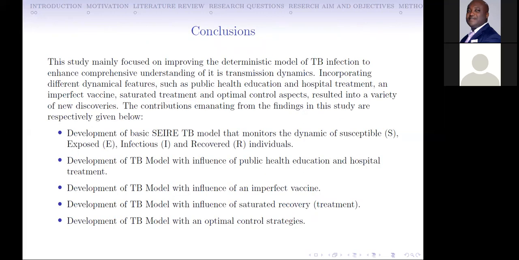Here are the conclusions of this study. This study mainly focused on improving the deterministic model of TB infection to enhance a comprehensive understanding of its transmission dynamics by incorporating different dynamical features such as public health education and hospital treatment, imperfect vaccine, saturated treatment, and the optimal control aspect, resulting in a variety of new discoveries. The contributions from the findings in this study are respectively given below.